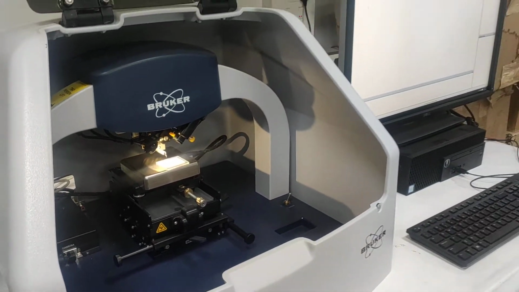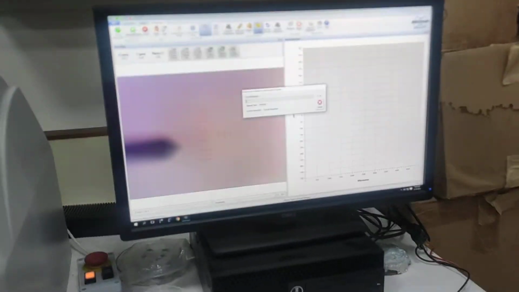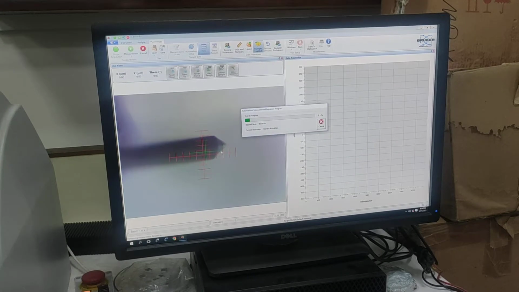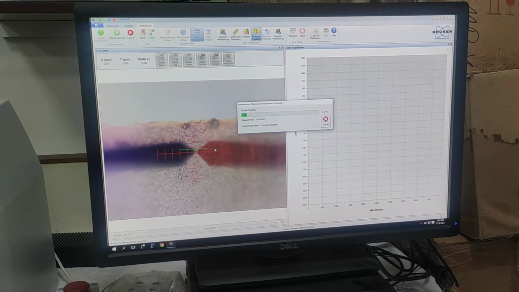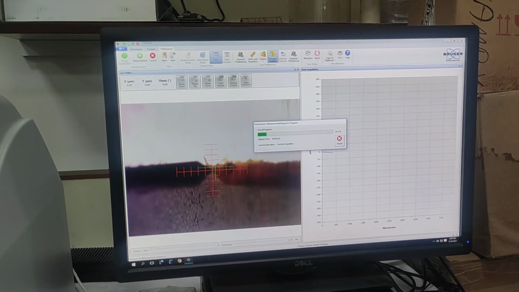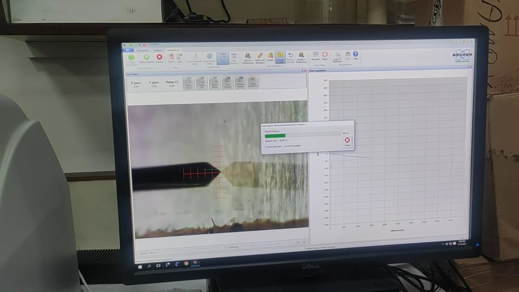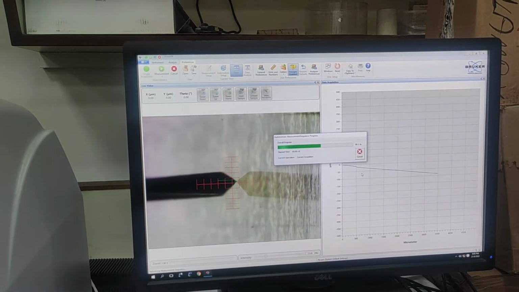Here this is the software. From here I am starting the measurement. You can see the profile, the surface roughness and the smoothness of the samples. This is the cursor. It is dragging on the sample, which is the FTO plate, and it is running the surface analysis. So it's moving on.